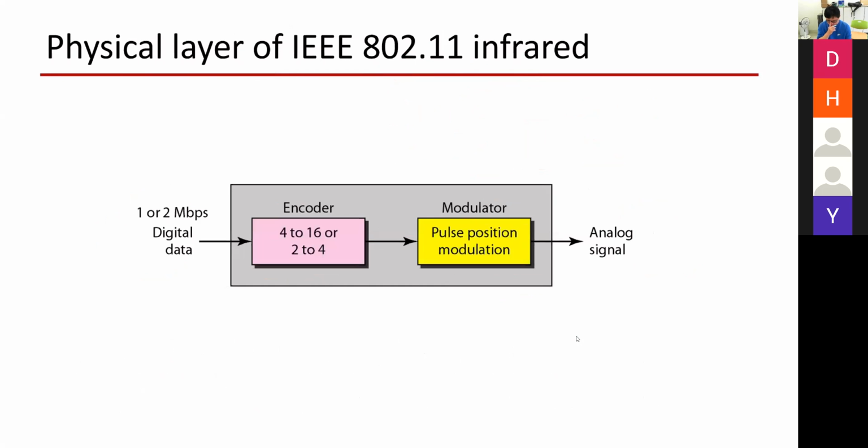Then infrared, which we use for remote controllers. Your baseband, your actual messages, goes through an encoder that makes it 4 to 16 and 2 to 4. So 2 times or 4 times more information, adding redundancy for better communication. Then you use pulse position modulation, then go to analog.